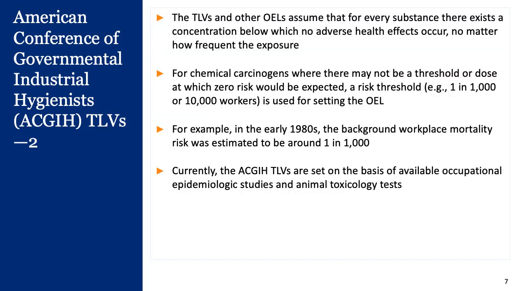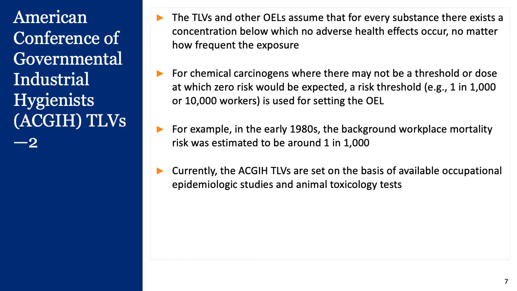So the TLVs and other OELs assume that for every substance, there exists a concentration below which no adverse health effects occur, no matter how frequent the exposure. Again, you should keep in mind that this is not referring to the susceptible subgroups. So if we now just look at the 95% of the workers that are going to be protected, it's basically saying that below a certain concentration, there will be no adverse health effects, and that is the threshold.